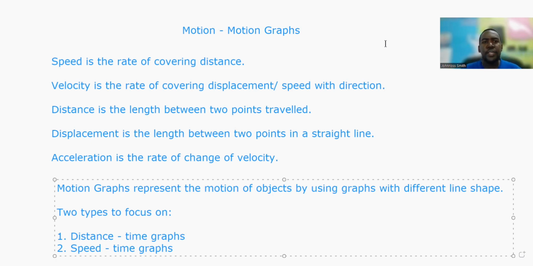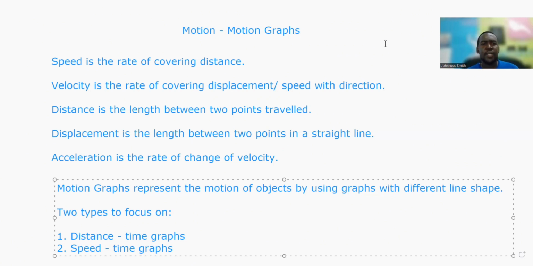Now, the first thing that we need to know are some 5 basic terms. First term is speed, and speed has to do with the rate of covering a specific distance. So if we move from point A to point B, and the distance between is 50 meters, then the speed is how many meters within that 50 we are covering every second. So that's what speed is.